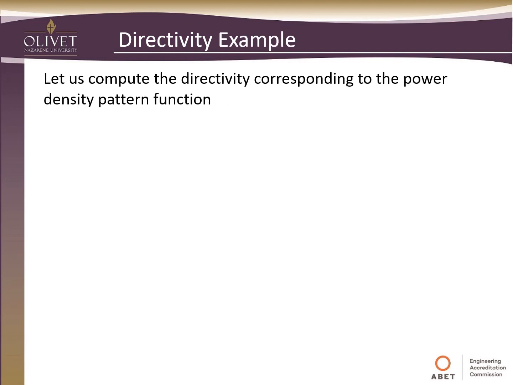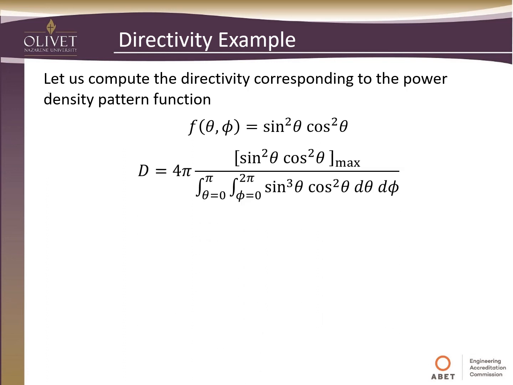As an example, let's compute the directivity corresponding to the power density function given by sine squared theta cosine squared theta. So we have an antenna where this is the definition of the radiated power pattern. We need to take the maximum of this over the integral of this here, which would be sine squared theta cosine squared theta times sine theta d phi. So that's why it's sine cubed.